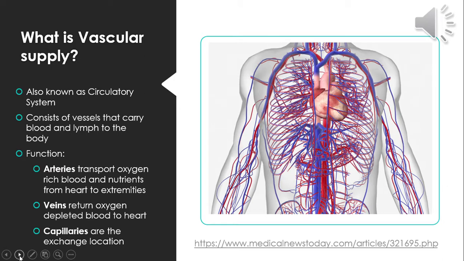What is vascular supply? The vascular system is also known as the circulatory system. It consists of vessels that carry blood and lymph to the body. The arteries function to transport oxygen-rich blood and nutrients from the heart to the extremities, both the upper and lower, while the veins return oxygen-depleted blood to the heart, and the capillaries are the area where the exchange happens.